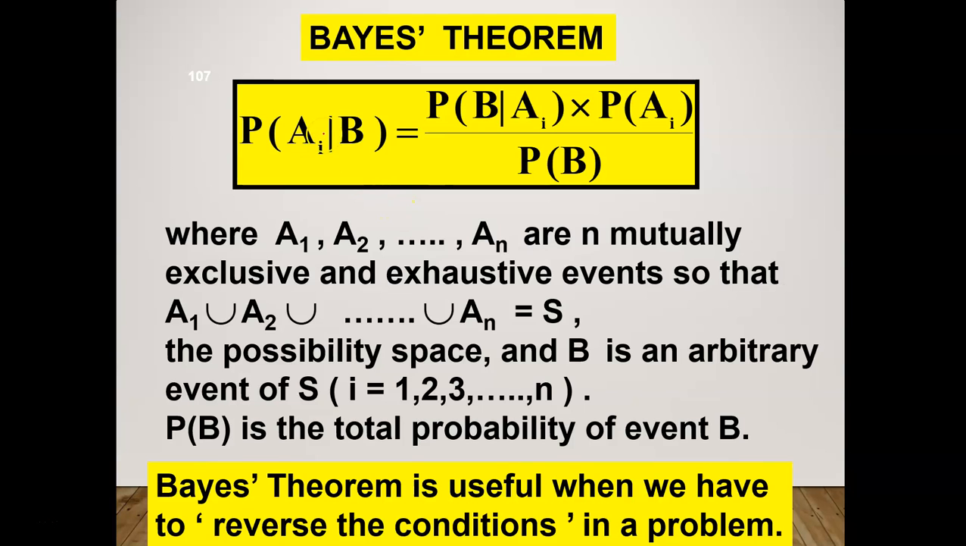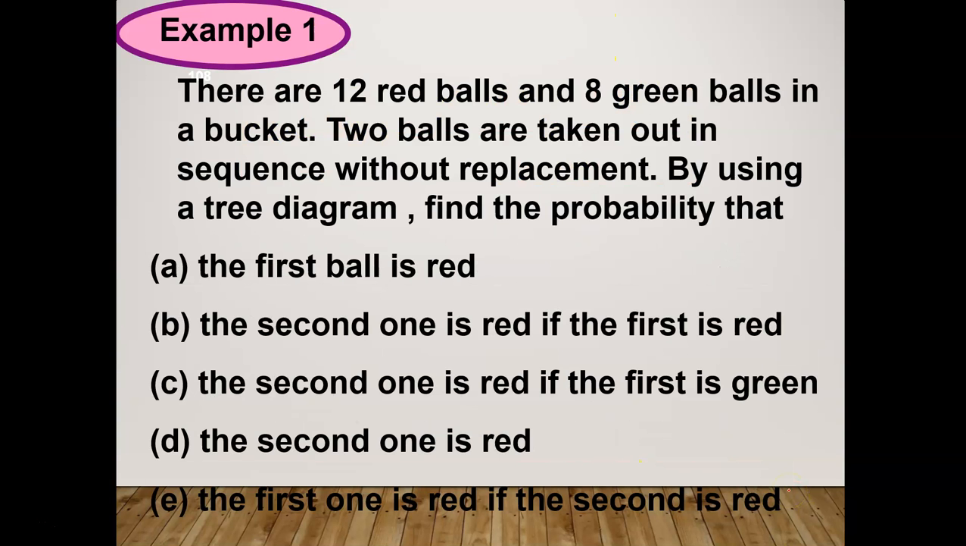Why do they put i here? The i means that if you have more than two events, just now you had only two events, A and B, but in this case you can have many events, P(A1), P(A2), up until An. So Bayes' theorem is useful when we have to reverse the condition in a problem. Okay, we look at the example.